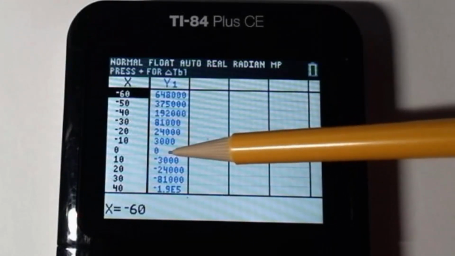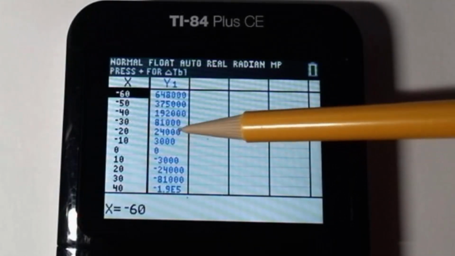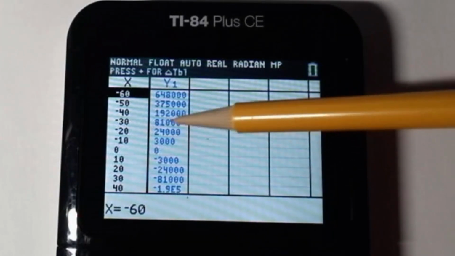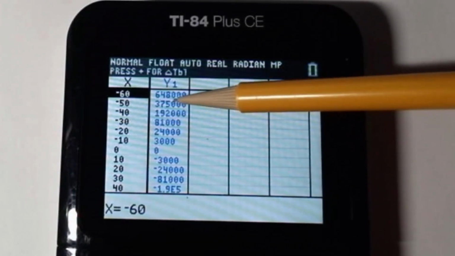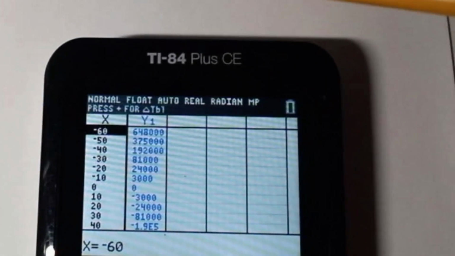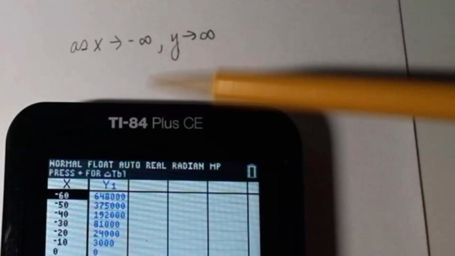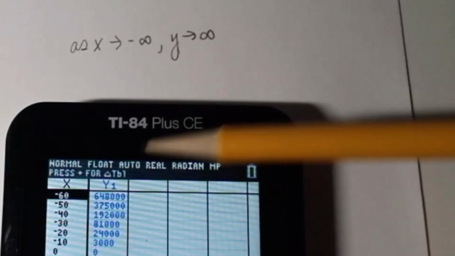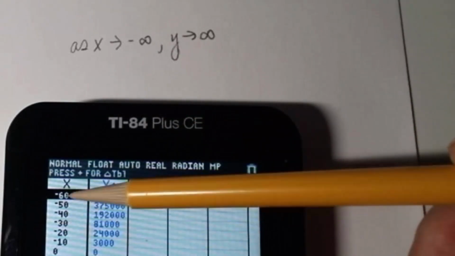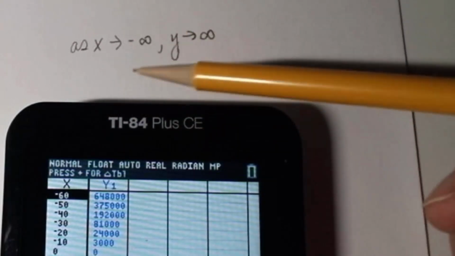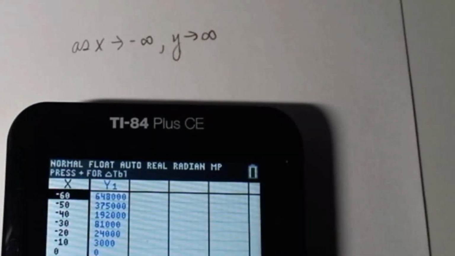See, starts out here from 3,000 to 24,000 to 81,000 to 192,000. So my y's are getting very large. And so that's why we say that y approaches infinity. So y is going up in value towards infinity as x gets more and more negative. So as x approaches negative infinity, that's the end behavior of the left side of that graph, right?